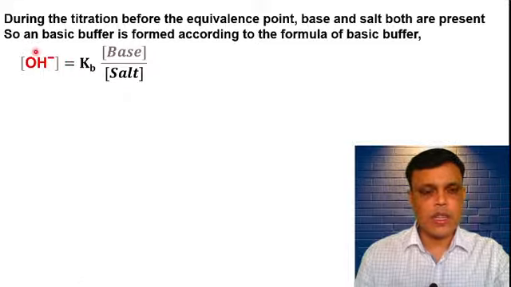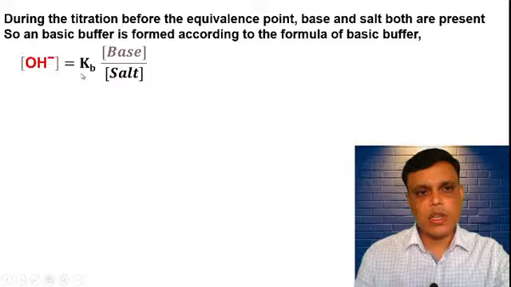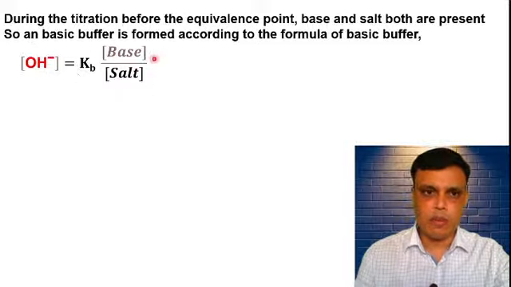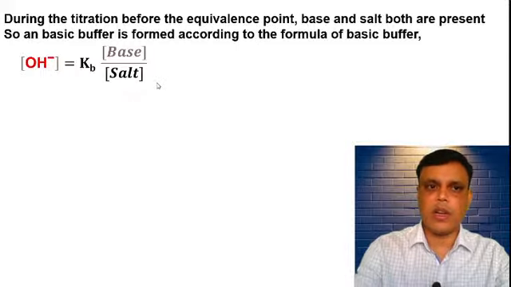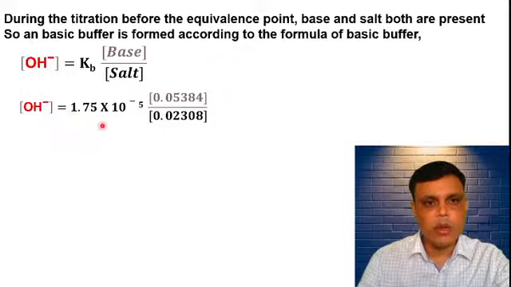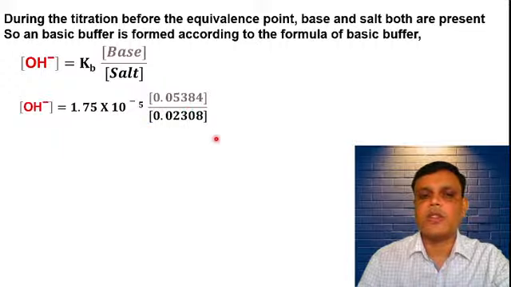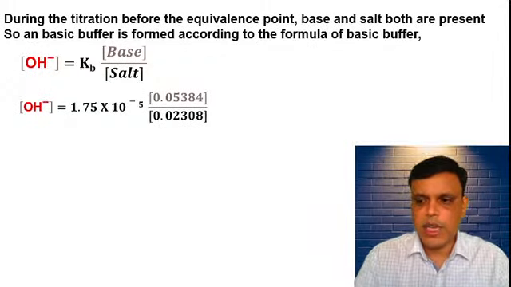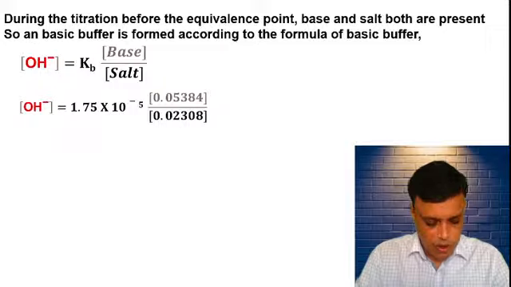Concentration of OH minus ion is equal to the dissociation constant of that base, that is Kb, multiplied by concentration of base divided by concentration of salt. Just put this value. Kb is given to you. Kb kitna hai? 1.75 into 10 raised to minus 5. Concentration of base we have calculated, and concentration of salt also we have calculated. Just put these values, we will get the concentration of OH minus ions.